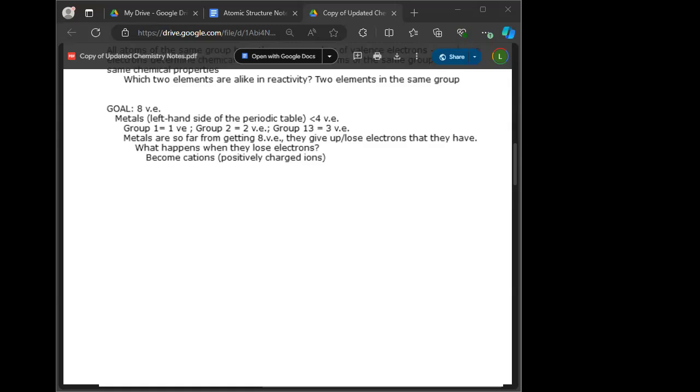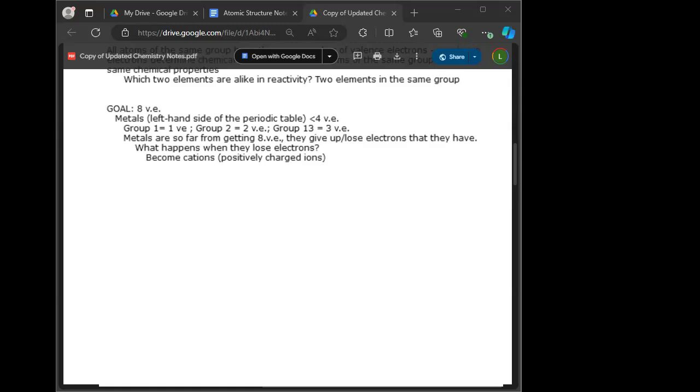So for example, everyone in group 1 is going to have 1 valence electron. Everyone in group 2 is going to have 2 valence electrons. Everyone in group 13 is going to have 3 valence electrons. Actually, we'll just stop at group 13, because group 14 is weird. They have a mixture of metals and nonmetals.